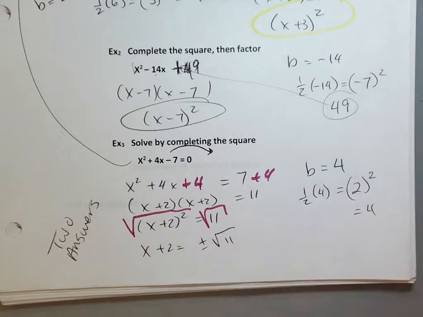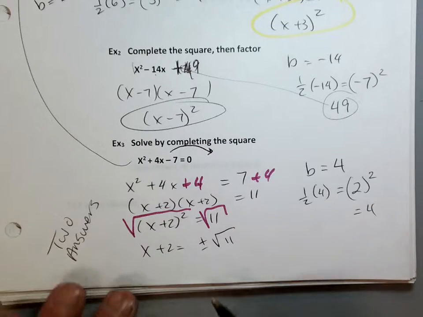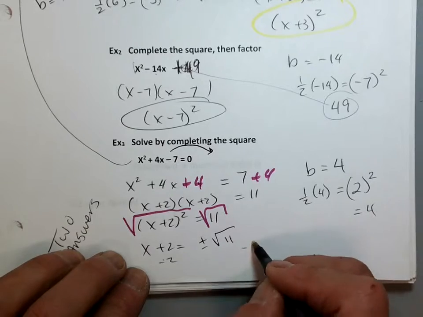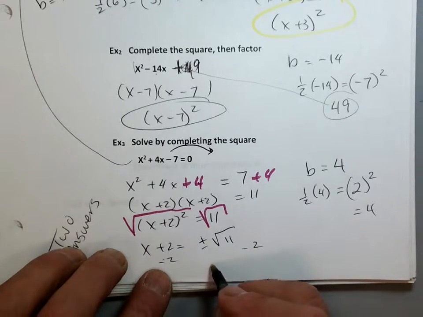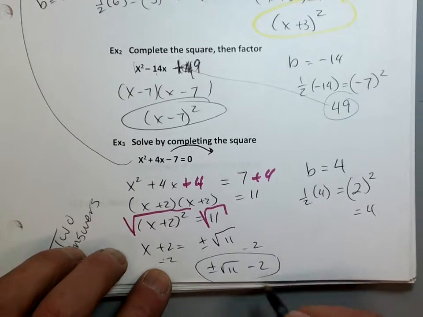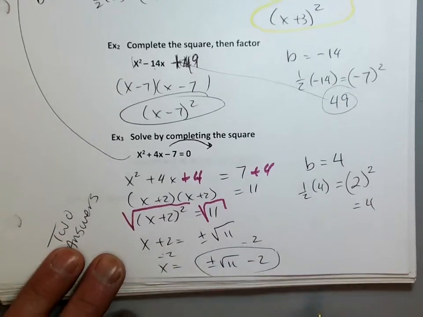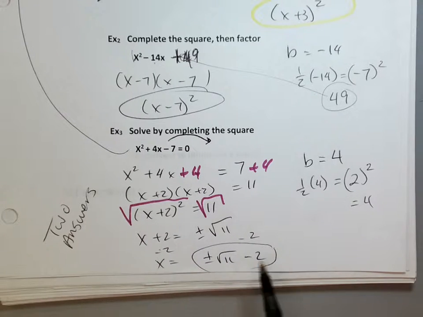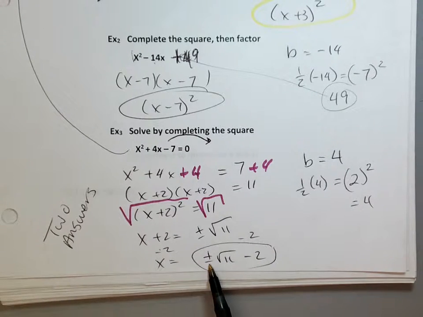Now, 11 is one of those unique numbers where you would get a really ugly decimal, so we're going to leave it alone. It's an ugly number, right? So let's leave it alone. And then the last step I'll do is go minus 2. I'm just going to go plus or minus the square root of 11 minus 2. And there are 2 answers there. There really are 2 answers. One is square root of 11 subtract 2. The other is negative square root of 11 minus 2.